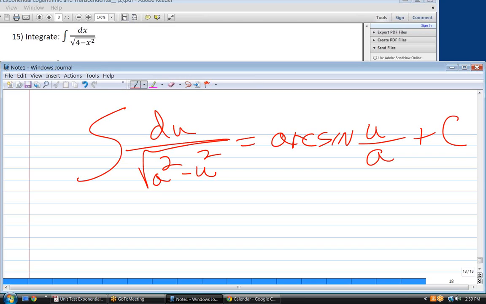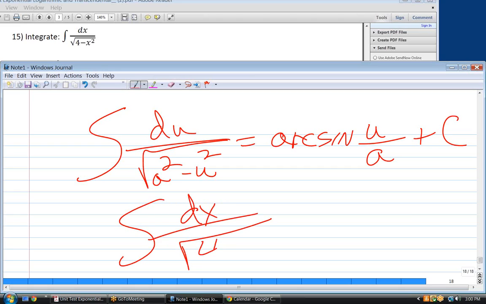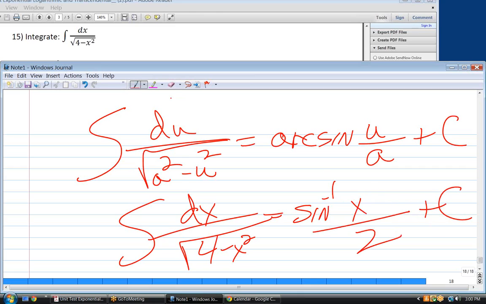In other words, it's very similar. If a was 1, then it would just be the arc sine of u plus c. But in our case, a is 2. A squared is 4. So the integral of dx over the square root of 4 minus x squared is going to be the inverse sine of x over 2 plus c. So that's easy as long as you memorize that. Yeah, exactly. This is all memory. And then notice that 4 is 2 squared. It's not completely all memory because you could actually work it out.